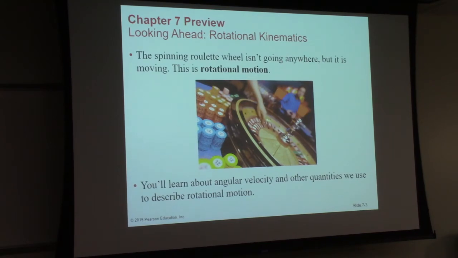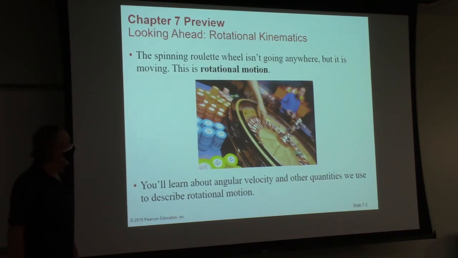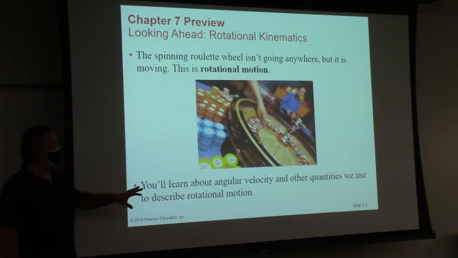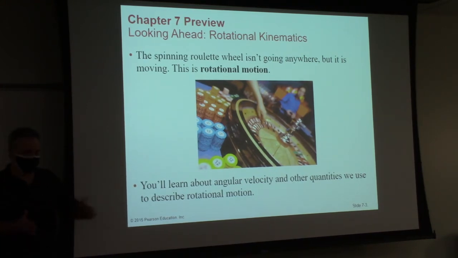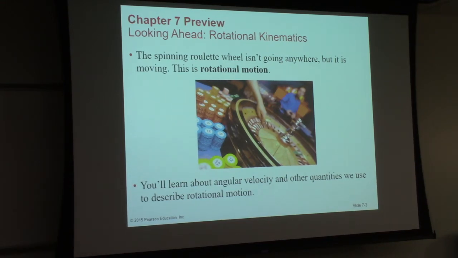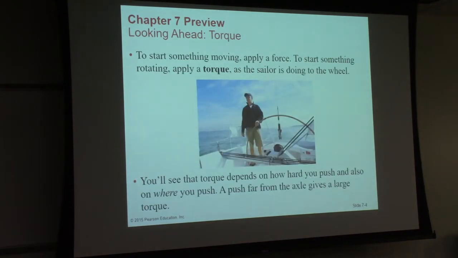Okay, so here's a roulette wheel going around. It has a certain kind of angular velocity, angular acceleration. So at the beginning of the chapter, we'll describe this kind of motion, and then later on, we'll see what actually causes this kind of motion. And what causes an angular acceleration is a net torque. Just like before, linear acceleration was caused by a net force, we'll have angular acceleration caused by a net torque. Okay?